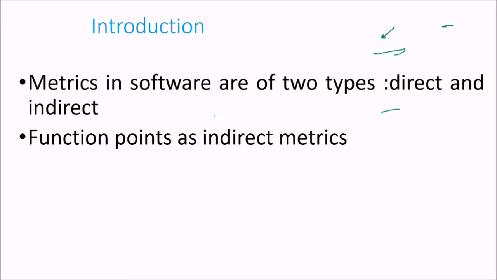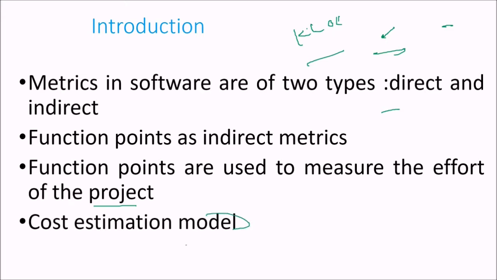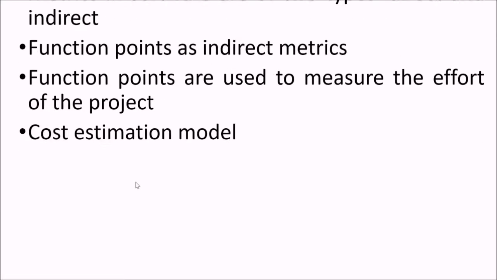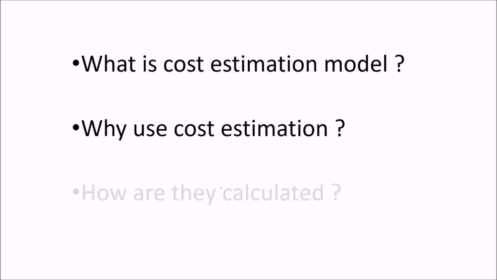While KLOC, kilo line of code, is the other way of finding the metrics. So these are two methods, KLOC and function points. Function points are used to measure the effort of the project. The cost estimation model: what is a cost estimation model? Why do we use this cost estimation? How are they calculated? We'll see about this.